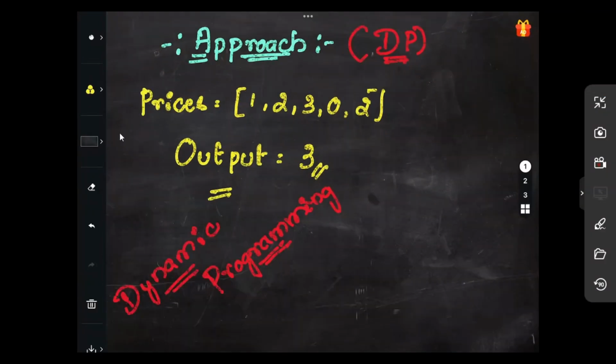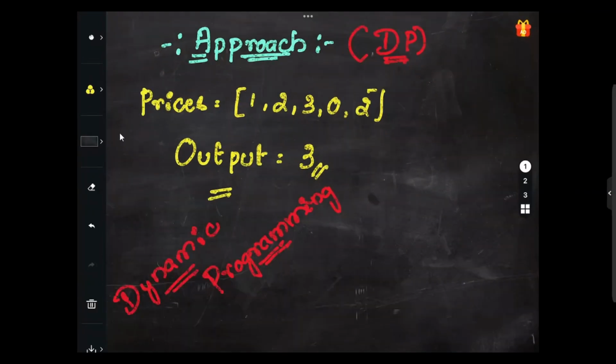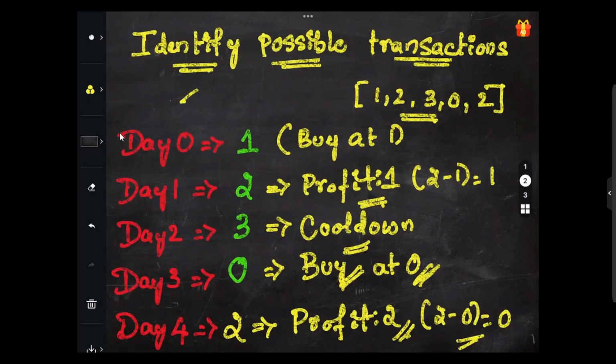Here I have considered the first example, the same one given in the question. The first thing to remember is that we will be going with dynamic programming, or DP. So just remember this. The first step is to identify all the possible transactions. We have 1, 2, 3, 0 and 2. We start from index 0, so we will be considering day 0. This is 0-indexed, so keep that in mind.